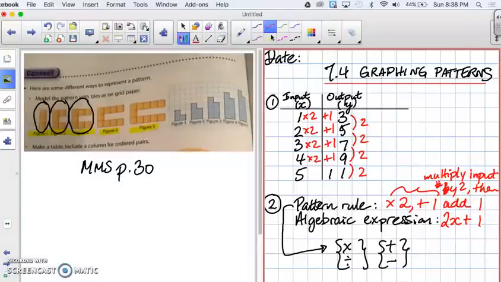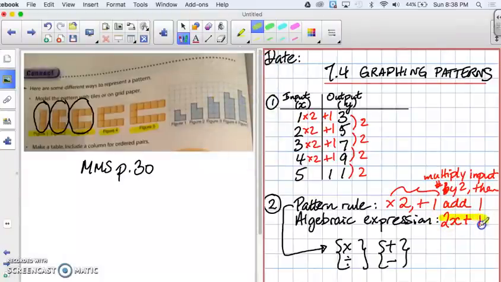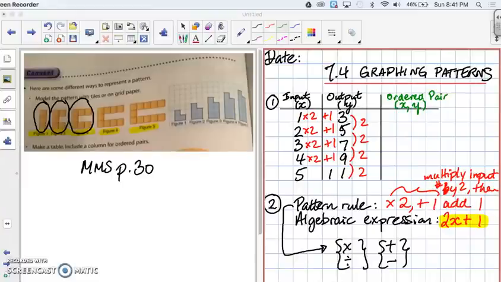So we've done part 1 and we've done part 2. And I'm just going to highlight that we know our algebraic expression is 2x plus 1. And that sets us up well for our graph. So the next piece that we're going to be doing is we're going to be taking our table of values and putting them into ordered pairs to help set us up for our graph.